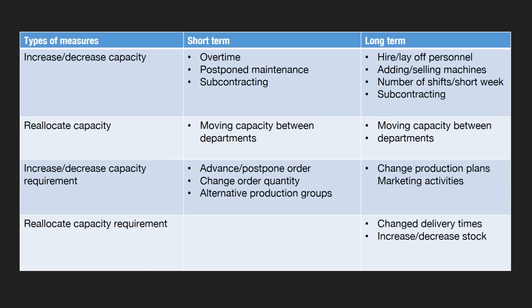Another alternative can be to reallocate current capacity between different departments and production groups. A third option can be to decrease the requirements for capacity. That means changing the load, for example, changing the order quantity: smaller order, smaller load. And the last option is to reallocate the requirement for capacity between different time periods. That means moving loads between time periods.